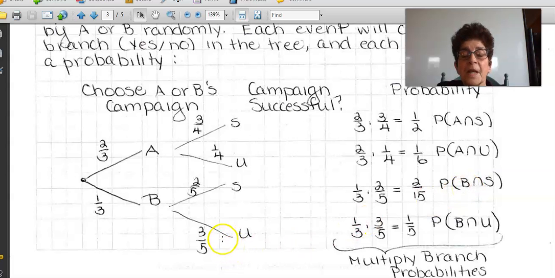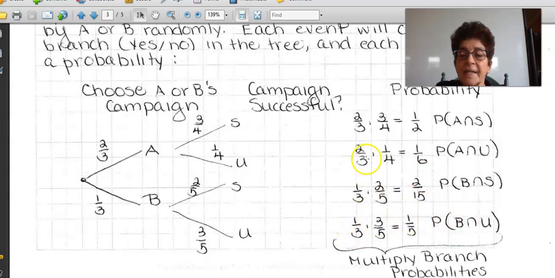The last branch down the tree gives us the probability of an unsuccessful campaign that's managed by B, or B and not S. That is a 1/3 chance of picking a campaign by B, and a 3/5 chance that it's unsuccessful given that it was managed by B. That gives me a 1/5 probability.